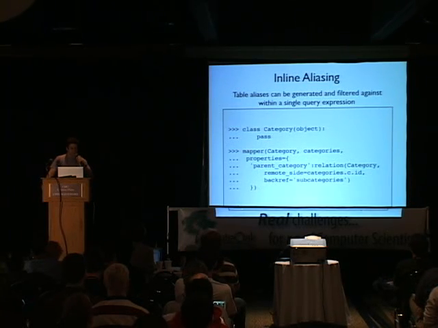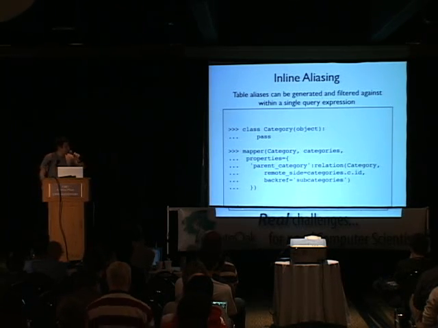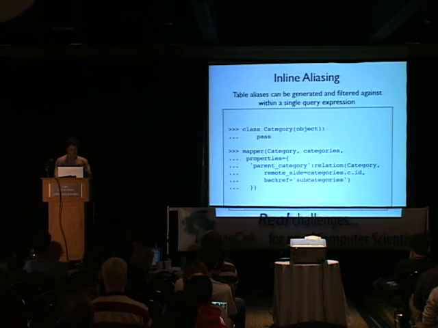We map it, create a base category class, set up a mapper, which will map all the columns in the categories table to the class. We add two properties, parent category, which means every category object will have a parent category object, and it will also have a subcategories collection. So that's a bidirectional relationship, which in SQLAlchemy is self-maintaining. So many to one for parent category, one to many for subcategories. The remote side argument indicates that we should use many to one semantics for parent category. One to many is the default.